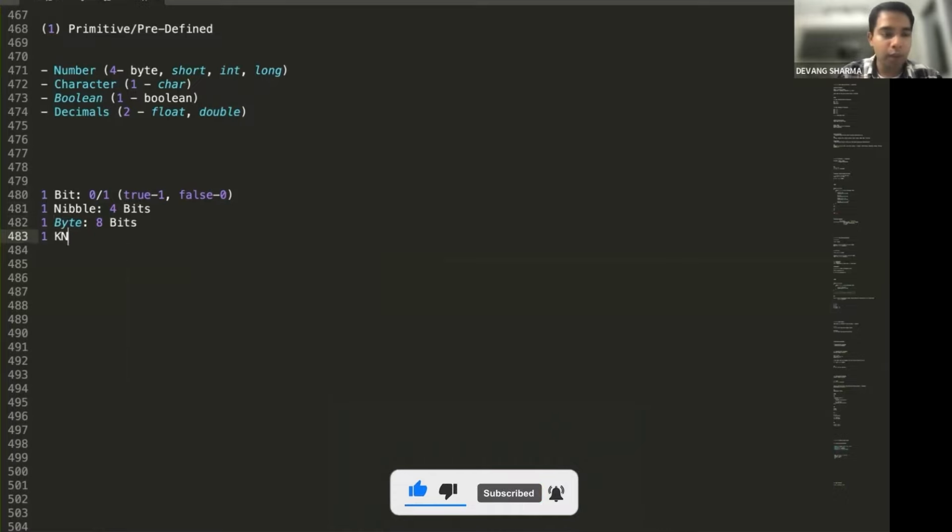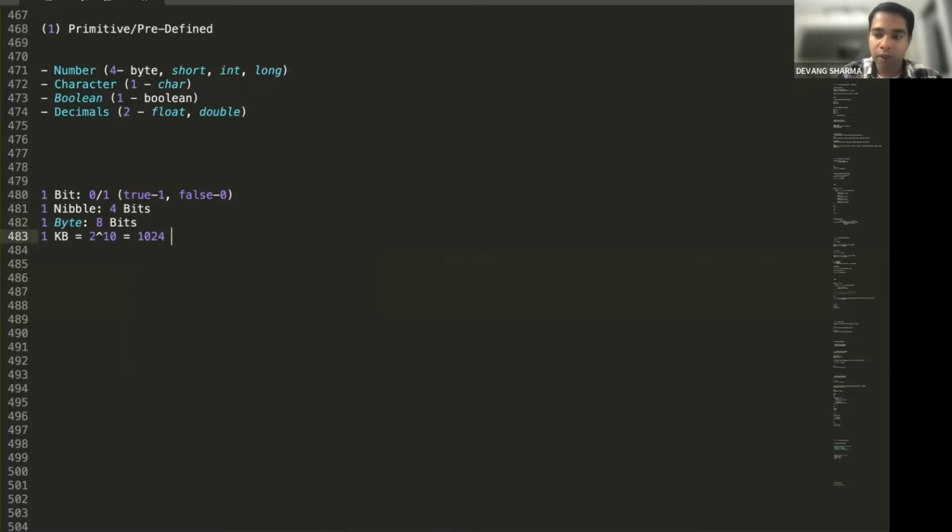Then you have kilobyte. Kilobyte is 2 raised to the power 10, which is 1024 bytes. Understand one thing, guys. When we say kilo, mega, peta, anything, we are referring in the order of 2 raised to the power 10, which is 1024. It is not 1000, it is 1024. Just to be clear, 2 raised to the power 10.